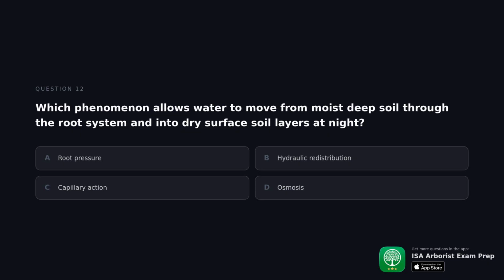Which phenomenon allows water to move from moist, deep soil through the root system and into dry surface soil layers at night? A. Root pressure. B. Hydraulic redistribution. C. Capillary action. D. Osmosis.